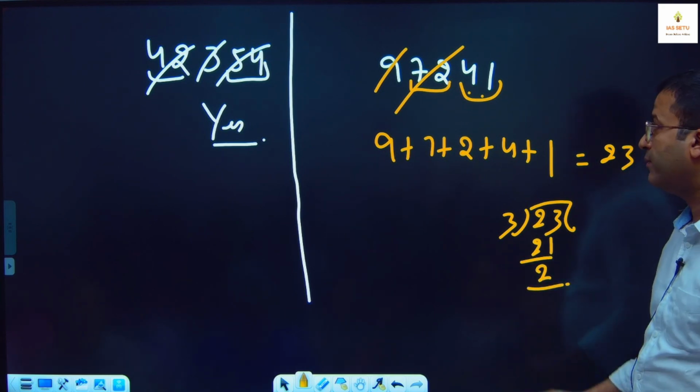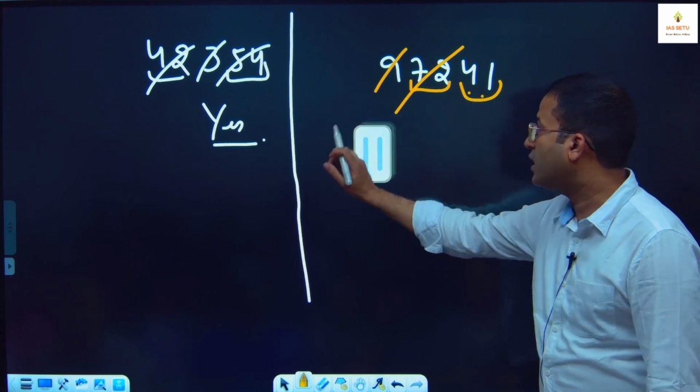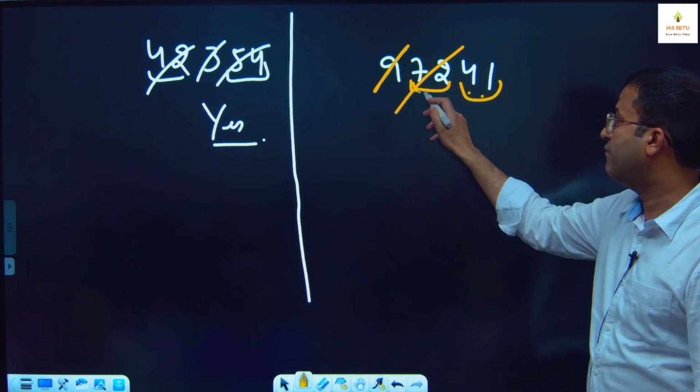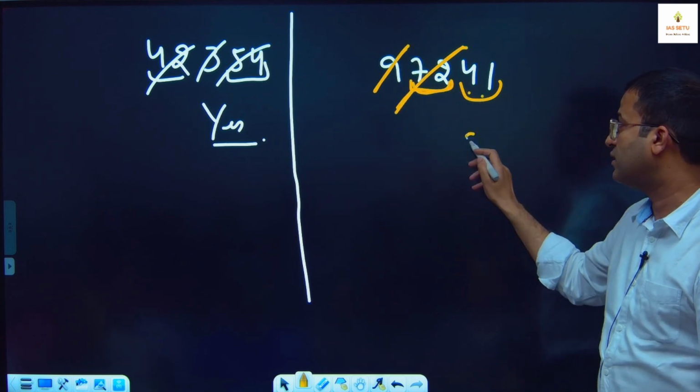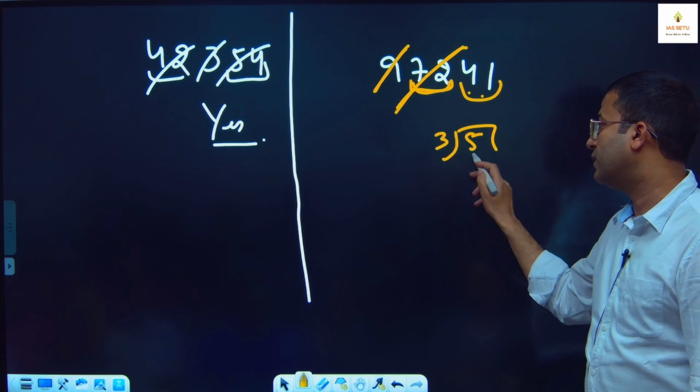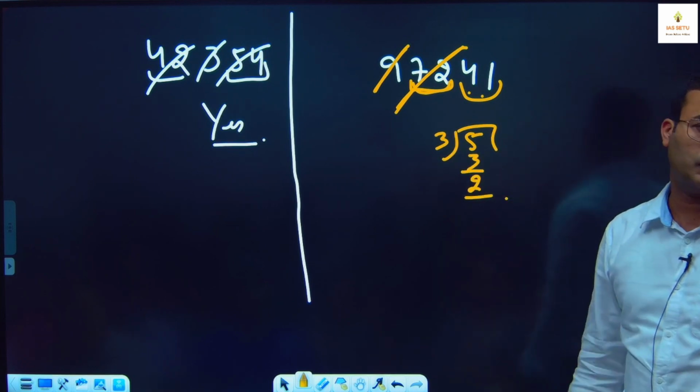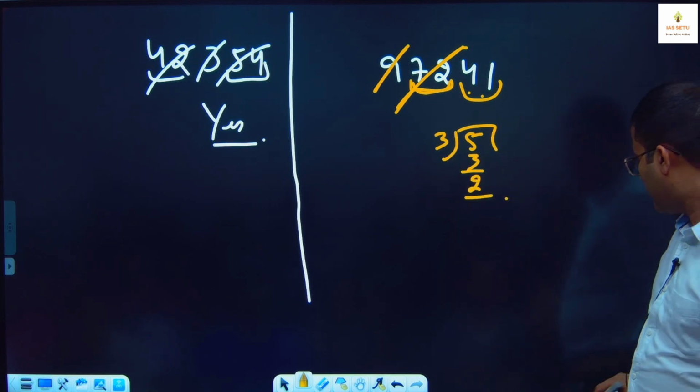But those who are able to understand the shortcut, what does it say? Remove 9, remove 7 plus 2, 9, remaining 5. 5 divided by 3, what is your remainder? Okay, try.